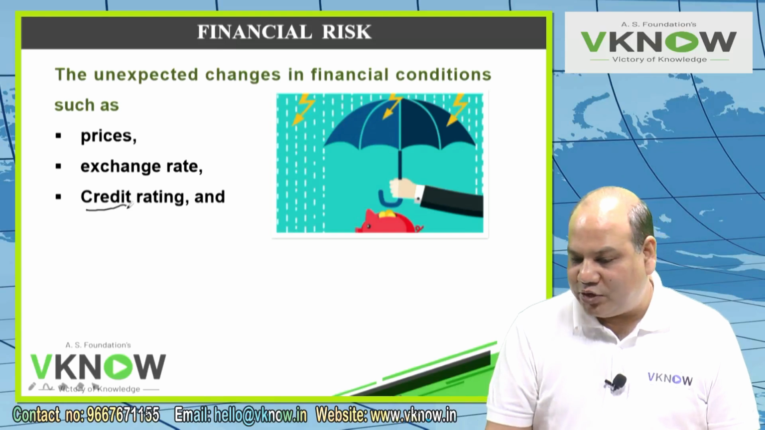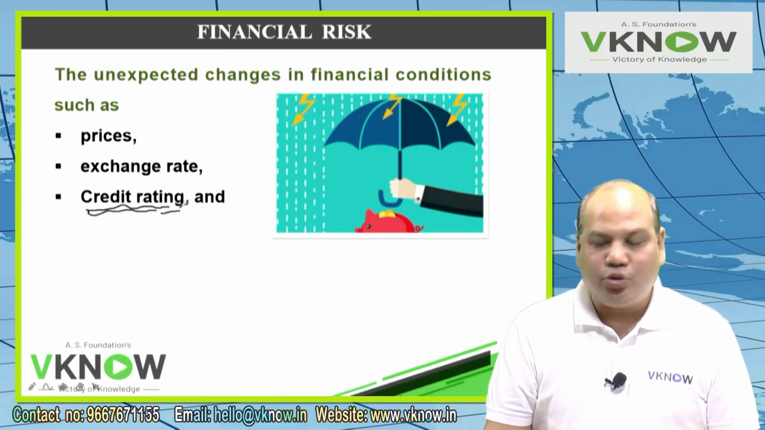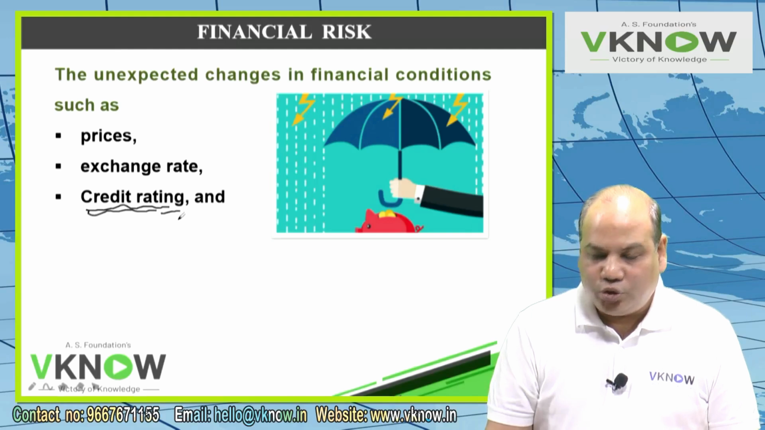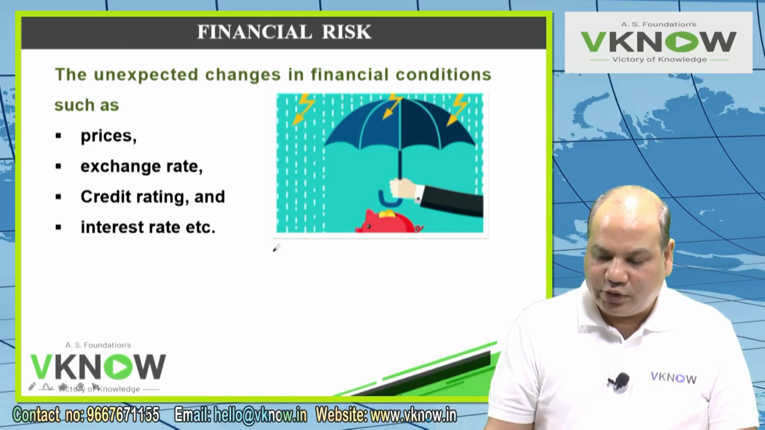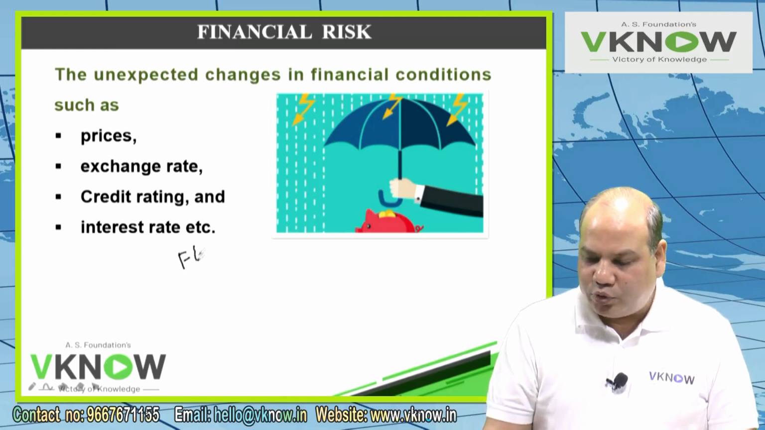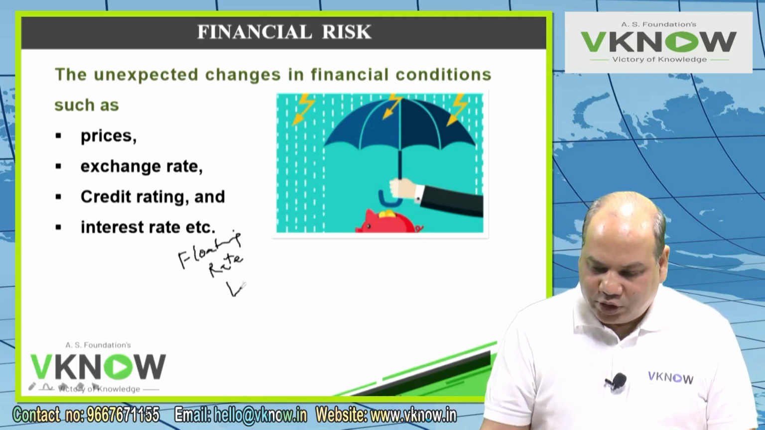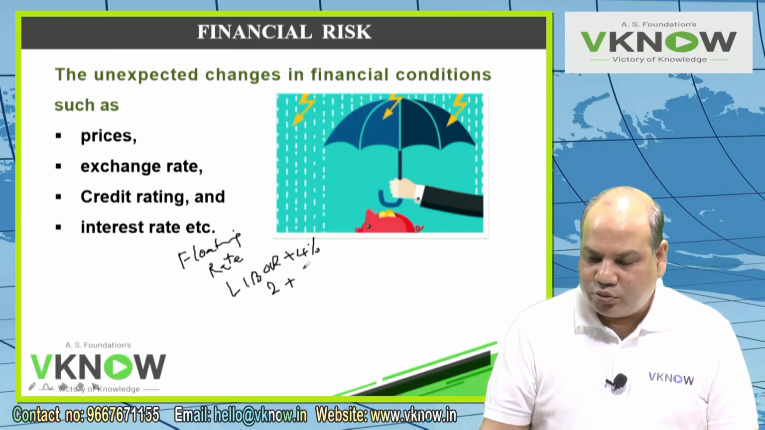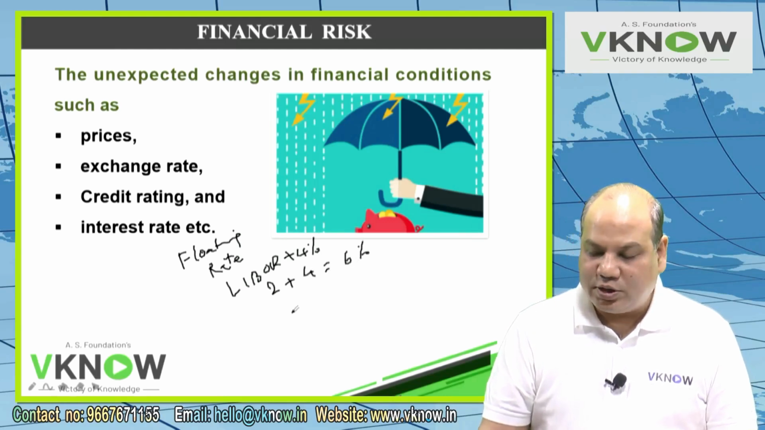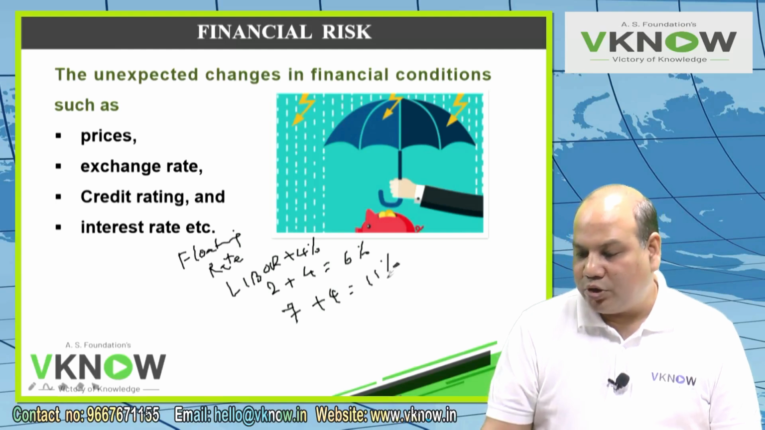Then your credit rating may change. If your credit rating may change, then it may become difficult for you to borrow, right? Or you can borrow only at a heavy rate of interest. Market interest rate can change. For example, you have borrowed at a floating rate. Now see, you have already studied interest rate chapter. Floating rate LIBOR plus 4%. When you borrowed, LIBOR was 2. You were happy that you have to pay 6%, but then over a period of time, LIBOR changed to 7, and then now you will have to pay 11%.